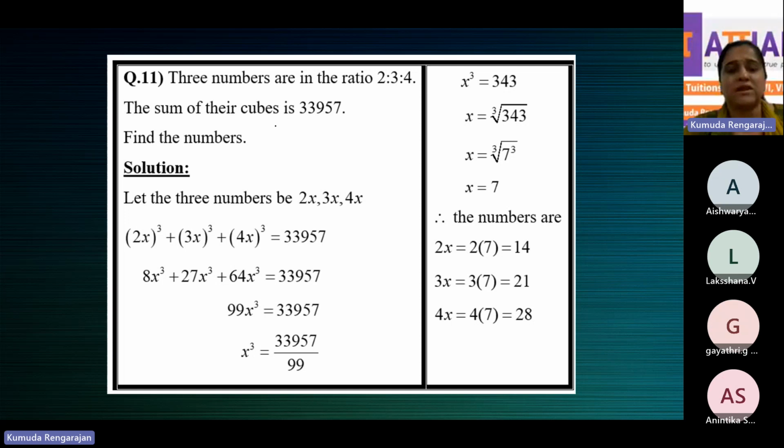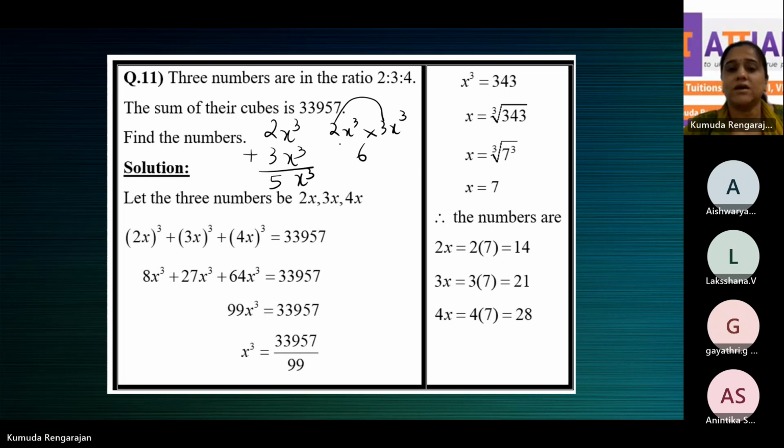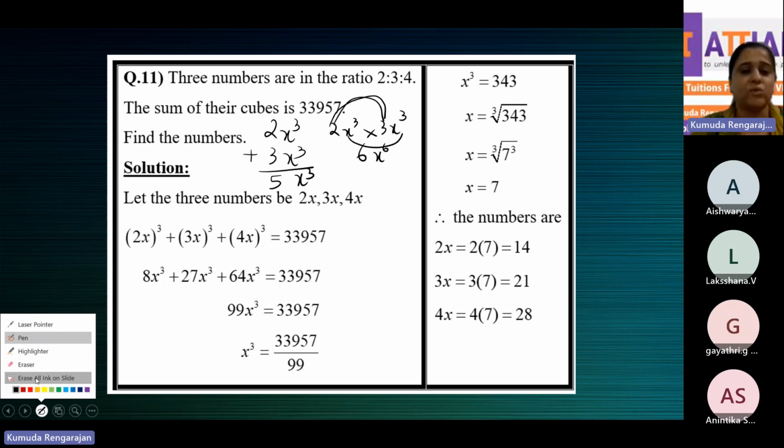When you add or subtract, like 2x cubed plus 3x cubed, this x cubed will come down as it is. 2 plus 3, 5. How do you multiply 2x cubed into 3x cubed? 2 3s are 6. x cubed into x cubed is x to the power 6, because 3 plus 3 is 6.